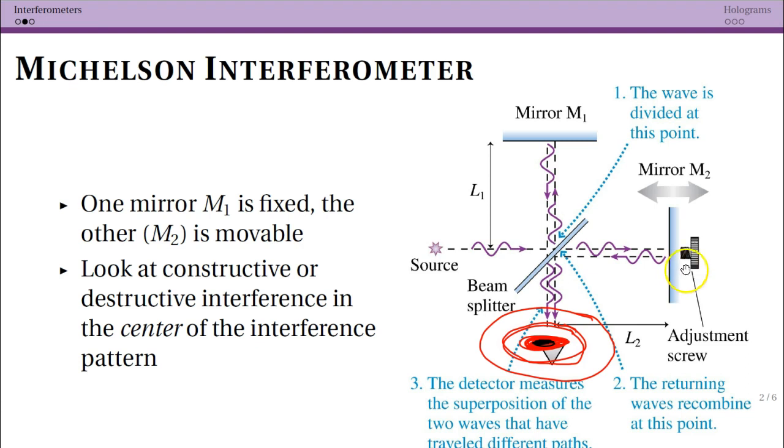And so we've gone from having constructive interference to destructive interference, which means you've actually made a very small motion here that we can express in terms of the original wavelength.